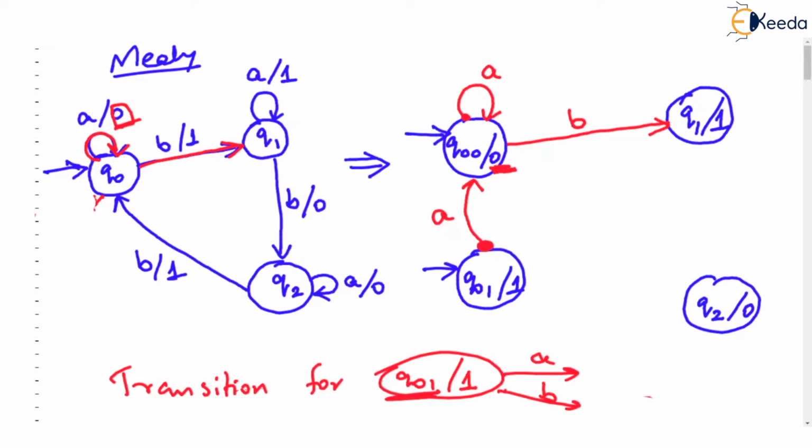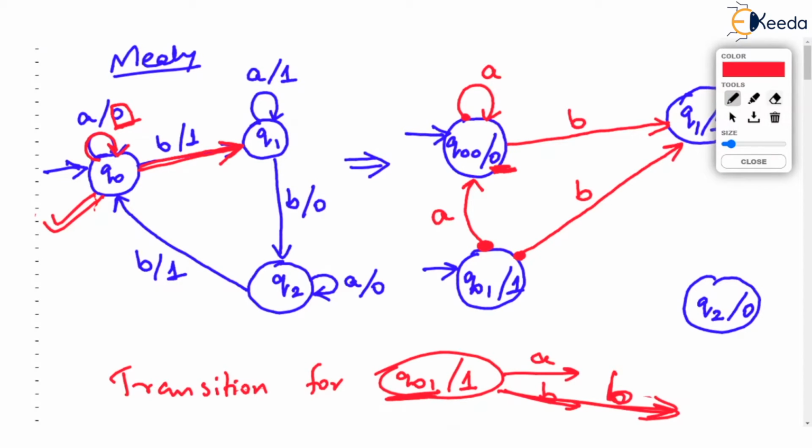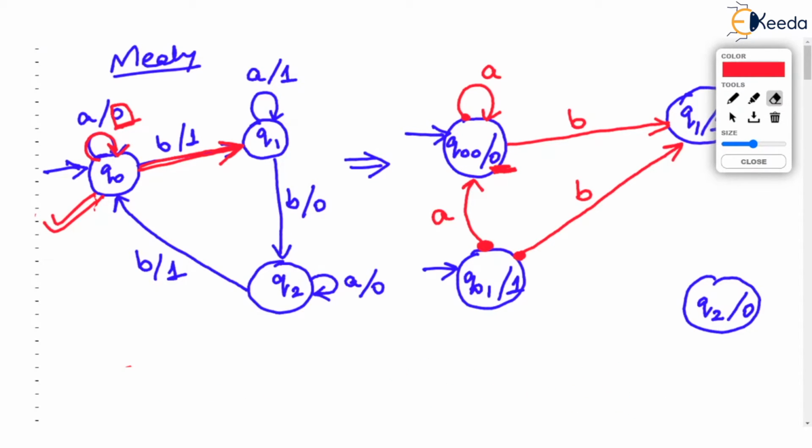Okay, what about the B transition for the Q01 state? What does it do on reading a B? Let's go back to Q0 and check what it does on reading B. Yes, it goes to Q1 and outputs 1. So Q01 on reading B will go to Q1 and output 1. So for Q01 we have finished the discussion, because both transitions for Q01 have been neatly defined.